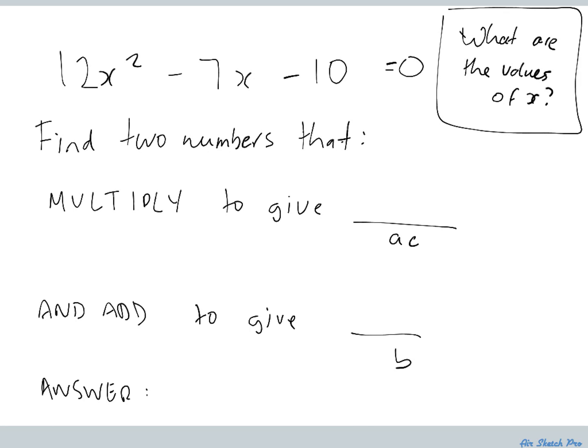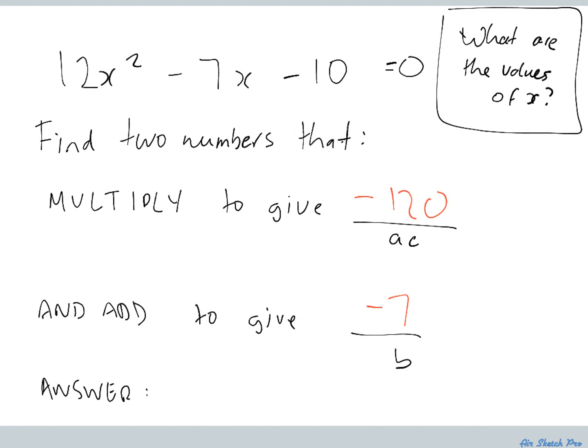Okay, let's see how I go before my battery runs out. So I have to find two numbers that multiply together to give me 12 times negative 10, so negative 120, and add together to give me b, which is minus 7. So that's what I've got: negative 120 and negative 7. I'd be looking at something like, well, negative 12 times 10 would give me negative 120, but negative 12 plus 10 is negative 2. That's not high enough. So I'm going to have to find a bigger gap between the numbers.